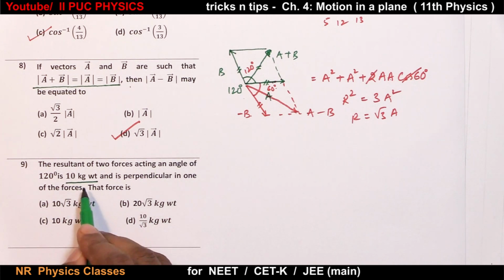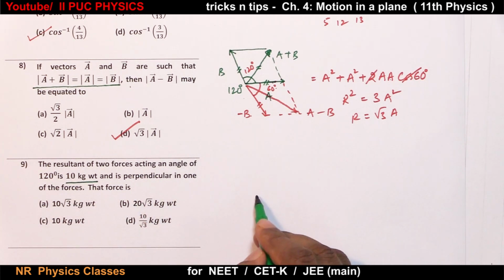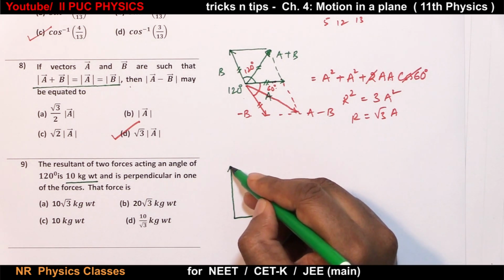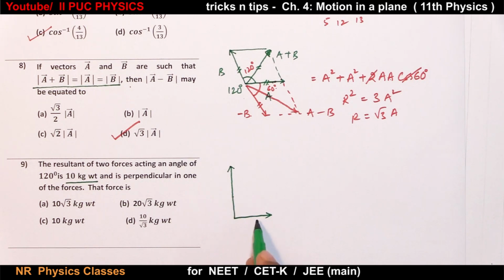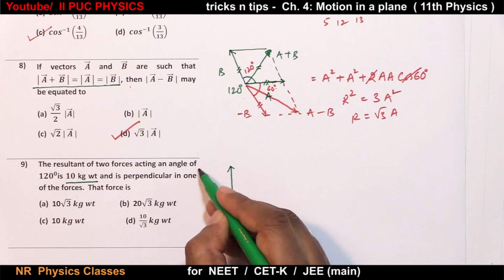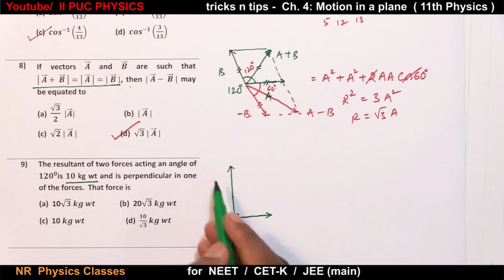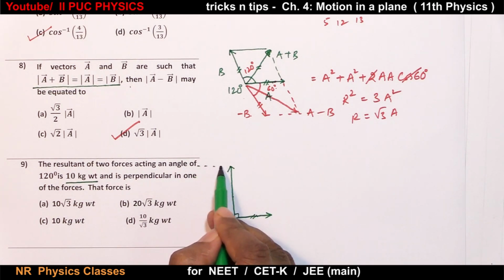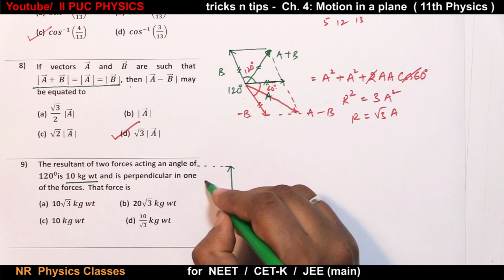The resultant of two forces acting at an angle of 120 degree is 10 kg weight, perpendicular to one of the forces. So the resultant is perpendicular. Let this be one of the forces. This is the resultant. See, the resultant is perpendicular to one of the forces. I should draw the other force here. Before this, let me keep this length the same. This length the same, because I have to draw the parallelogram, isn't it? So this is the second vector.